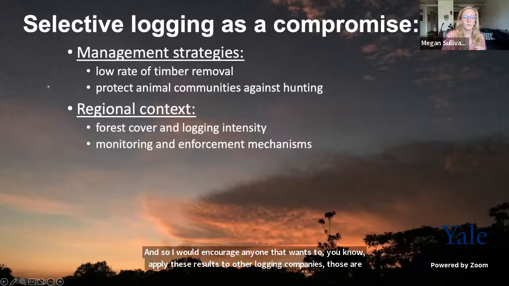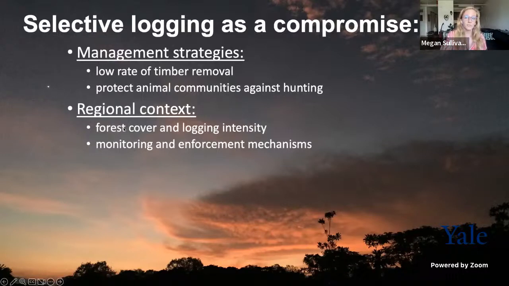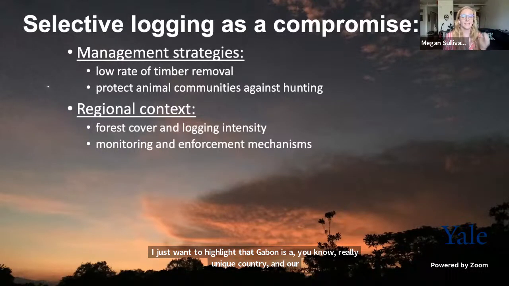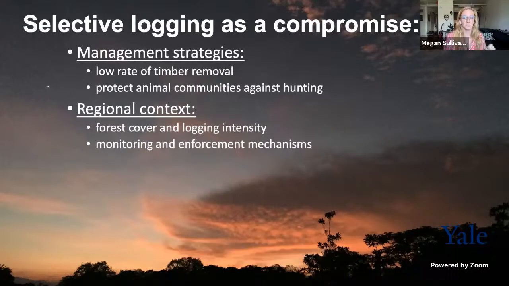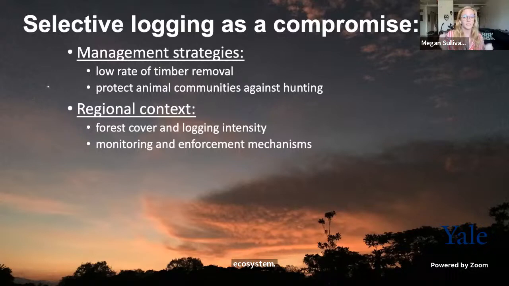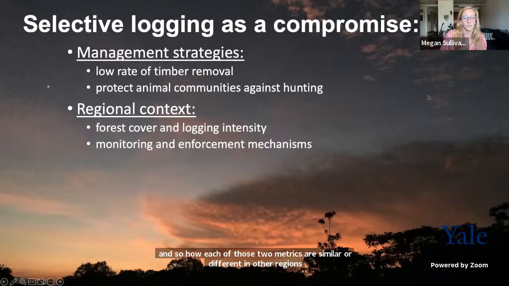Also, when considering the regional context, and if these results would be similar across other regions or countries, I just want to highlight that Gabon is a really unique country, and our study provides evidence that this very low intensity selective logging in a Congo Basin forest in a country with overall very high forest cover can have limited negative impacts on this ecosystem. But again, the combination of high forest cover and low logging levels is fairly unique to this particular region. And so how each of those two metrics are similar or different in other regions should be considered when you're thinking about if selective logging would be a good compromise land management strategy.